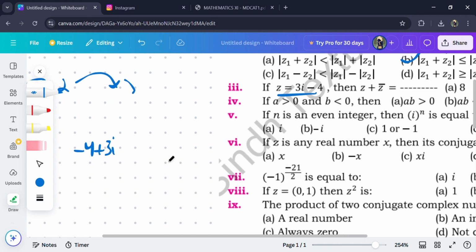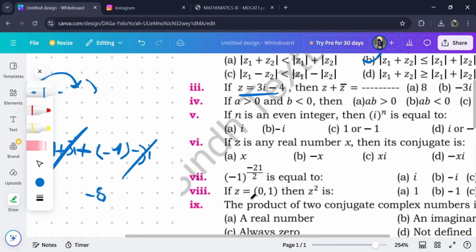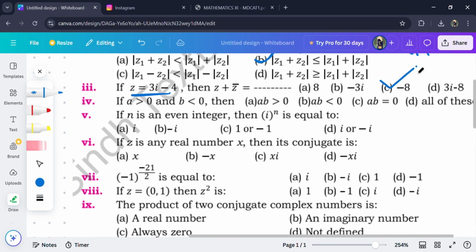Then they are saying you need to add the conjugated version of this. That means again we will have a minus 4, but this time there would be a minus 3 iota. We need to change the sign of the imaginary part. So in this case, these two things cancel out. Minus 4, minus 4, so negative 8 would be the answer. Let's see if there is any such option. Yes, option C is correct.